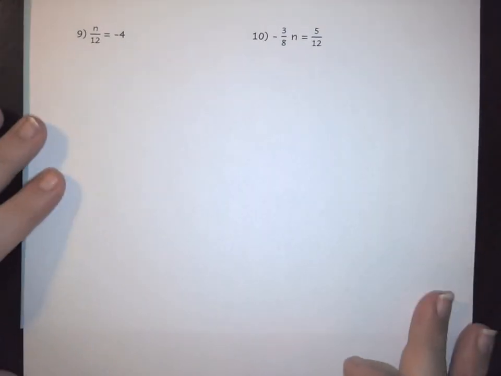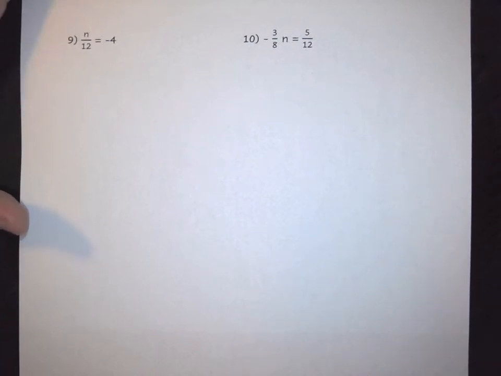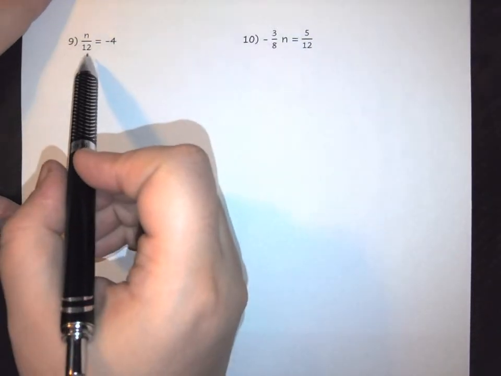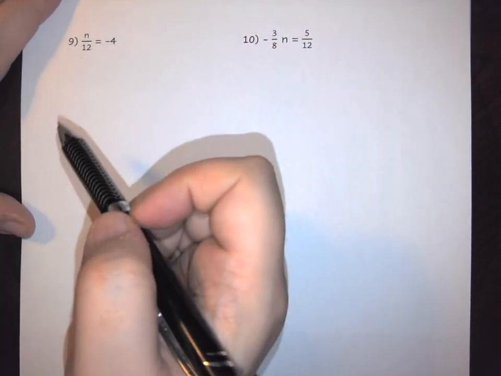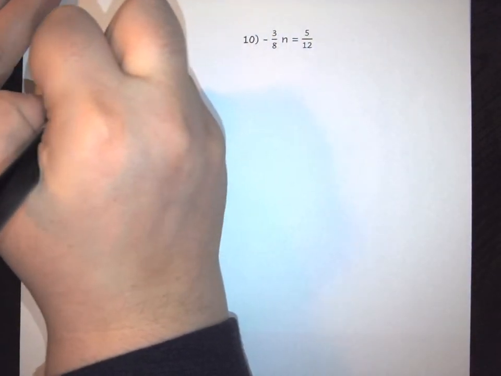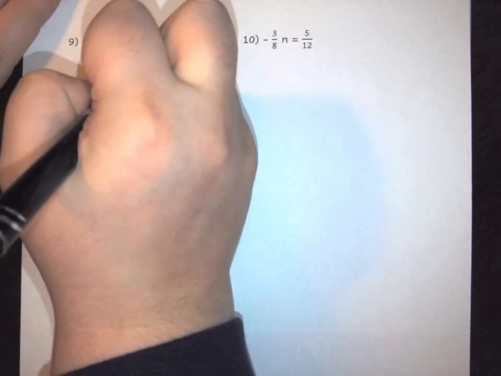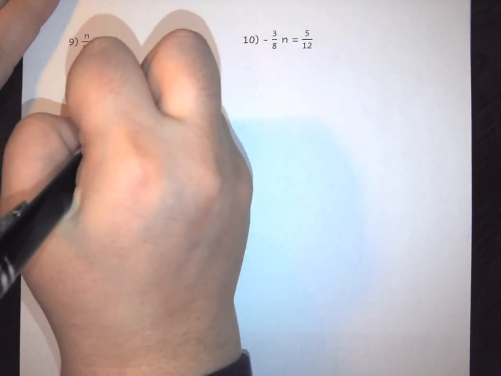Okay, so let's just look at these last two, and then hopefully by the time we reach the end you have a fairly good understanding of how to solve linear problems. So here I've got n over 12, which again in this case, because my 12 is in the bottom, I need to multiply. So this becomes n is equal to negative 4 times 12. So in this case n is going to be negative 48.